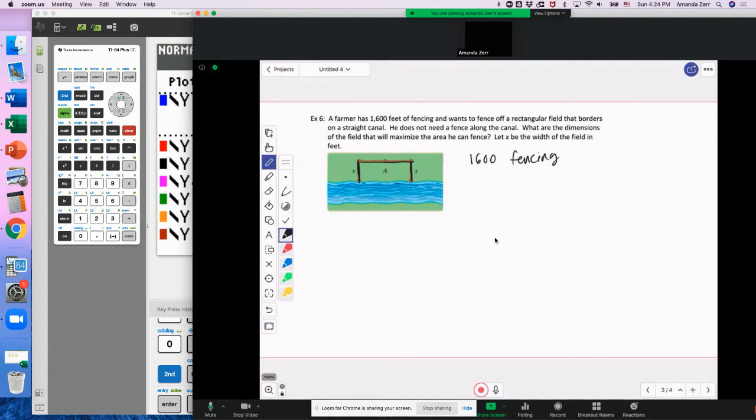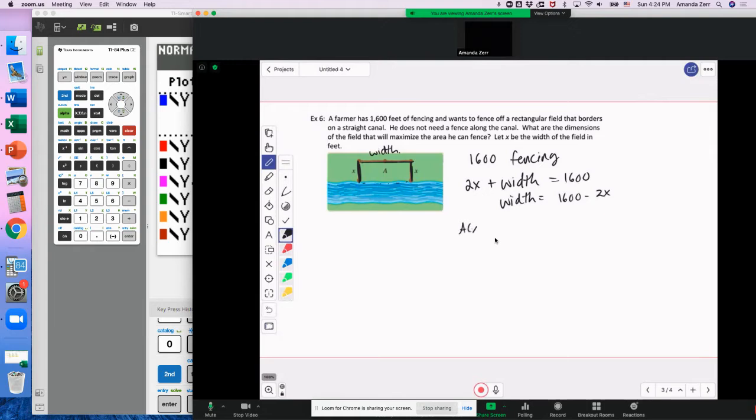Okay, now for the fencing, we're going to need both of these sides, which we've labeled x, and then we also need this width. So plus width, and that is going to take up all of our fencing. So an expression for width would be 1,600 minus 2x.